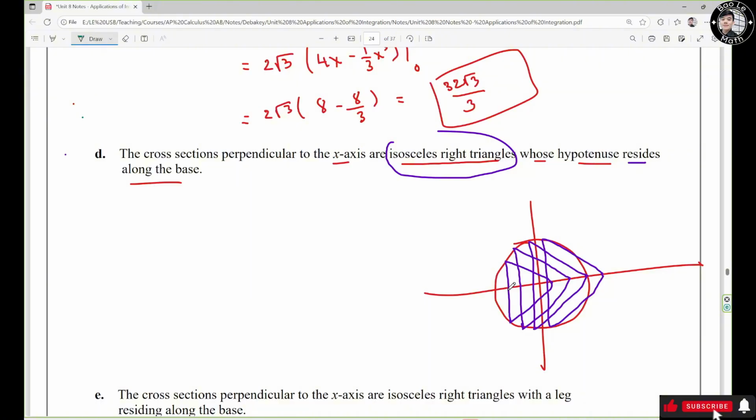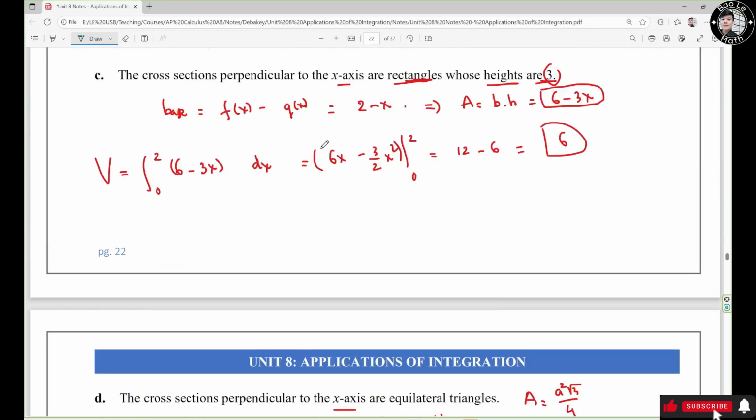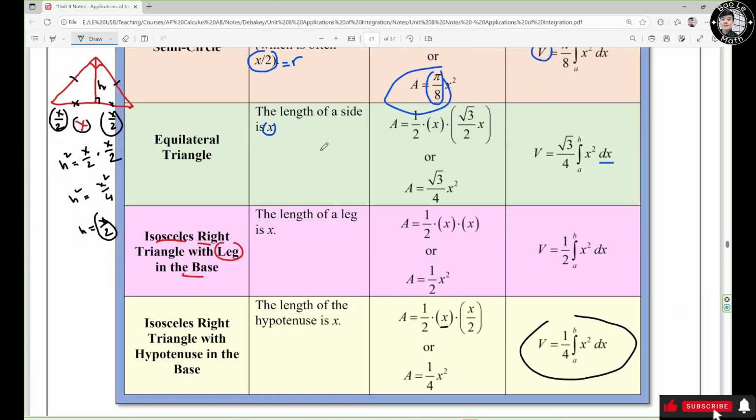Now you need to calculate the area of one isosceles right triangle, right? So we have the formula right here. We calculated it above. It's right here.